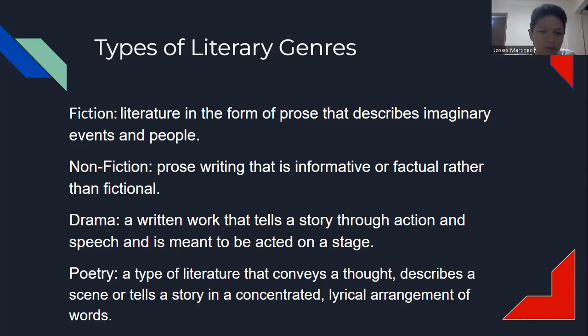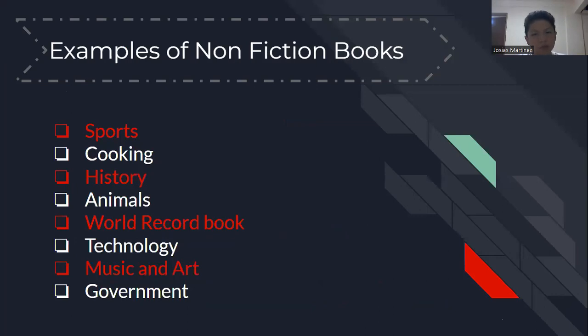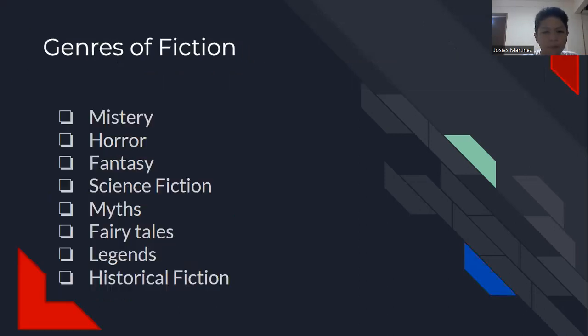There is poetry, that is a type of literature that conveys a thought or describes a scene, or tells a story in a concentrated lyrical arrangement of words. Examples of non-fiction books: sports books, cooking books, history books, animal books, world record books, technology books, music and art books, and government books. Genres of fiction: there is mystery, horror, fantasy, science fiction, myths, fairy tales, legends, and historical fiction.